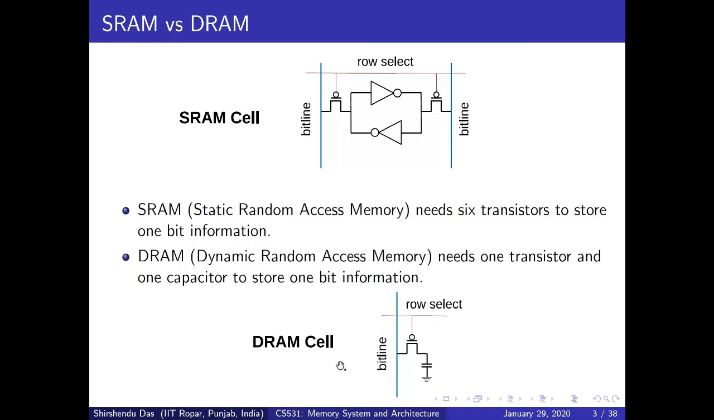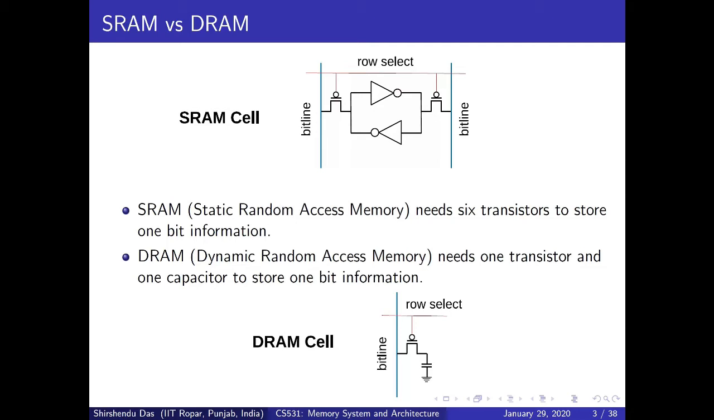This has very high density. Why does this have very high density? Because to store one bit of information here, you need just one capacitor and one transistor, and here you need six transistors for one bit of information. That's why this is low density, and this is high density. What do we mean by low density and high density?